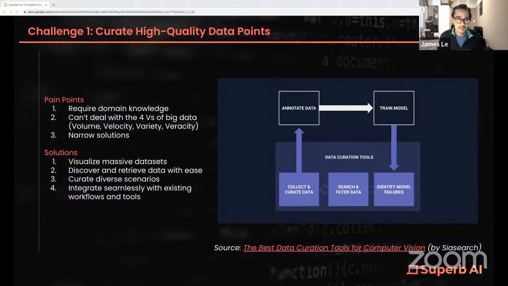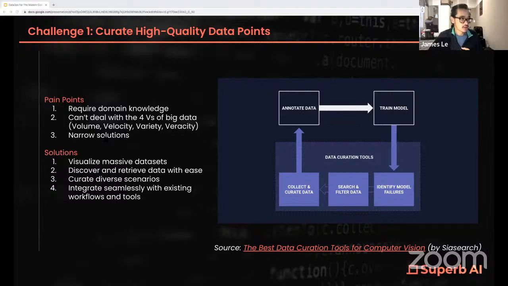And in the context of computer vision, data curation is massively underrated because currently there's no streamlined method to understand what kind of data has been collected and curated into a well-balanced, high-quality data set. It is very time-consuming, because it often requires domain knowledge about what this data means in this context, and existing solutions cannot keep up with the 4V of big data, which are volume, velocity, variety, and veracity in a highly evolving, ever-changing data ecosystem.